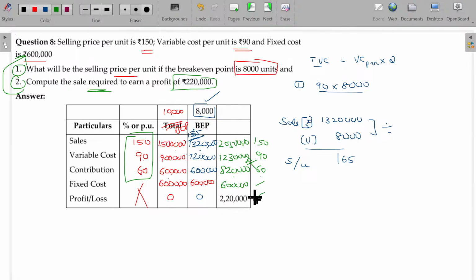Is that clear? Hope now you'll be able to understand. Do a small revision of these topics, these illustrations, before you come to the next class. Next class we will go with the comprehensive illustration number 9. Then we'll move on with the formula based calculations. I'll guide you how to arrive at the formula and I'll also teach you the application of the formula.